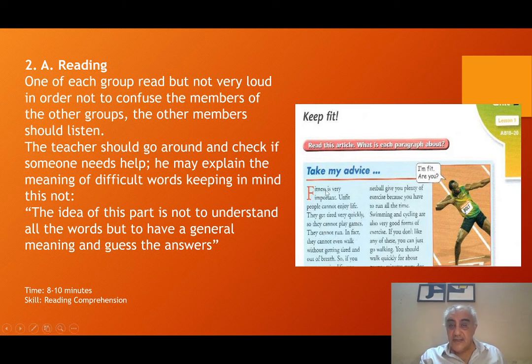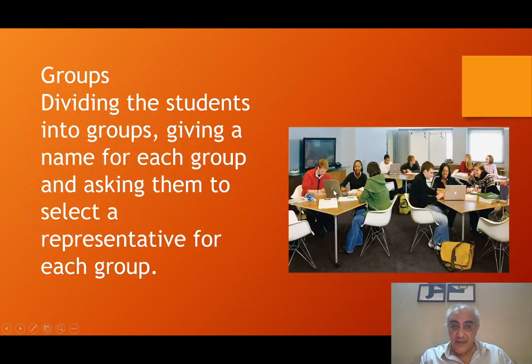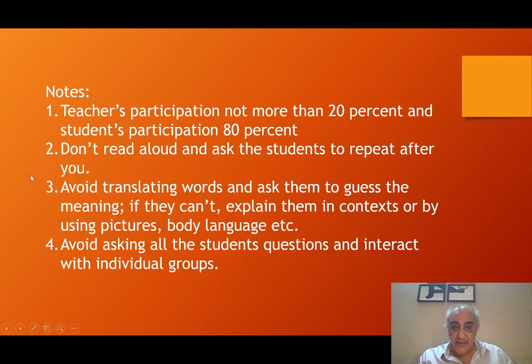You can answer them, but not translate. Don't give them the meaning in Arabic. Okay? Please, I am saying this more than one time. Try to help them, as I said here, by giving them the meaning: ask them to guess the meaning if they can, or explain it in context or by using pictures or body language. Don't give them the meaning in Arabic, okay? Because they will forget.